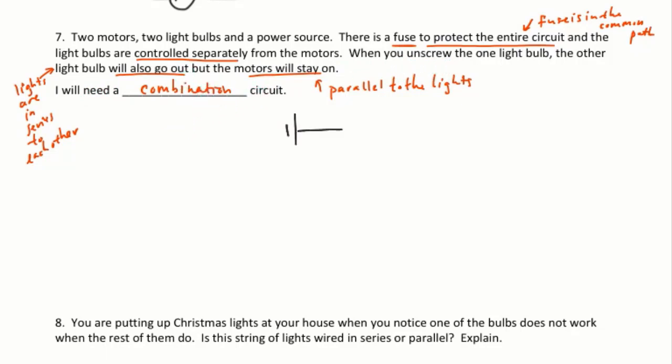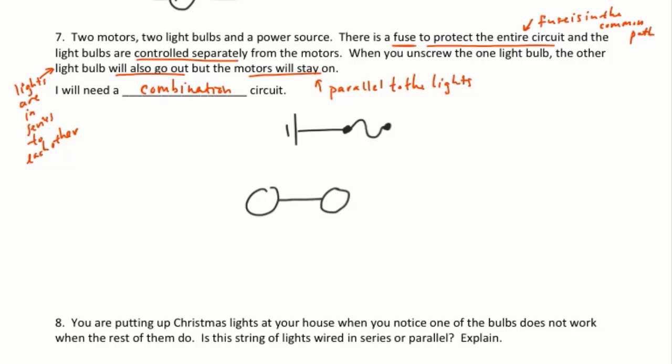Okay, we're going to do our fuse. This is the new symbol I showed you at the beginning. You go up, down, and then back to level. So make sure you do a nice little S-bend curve like that. So there's our fuse protecting the whole thing. Then you have your light bulbs controlled separately from the motors, and the light bulbs are in series to each other. So I draw my two light bulbs here in series to each other. And then I've got my motors.